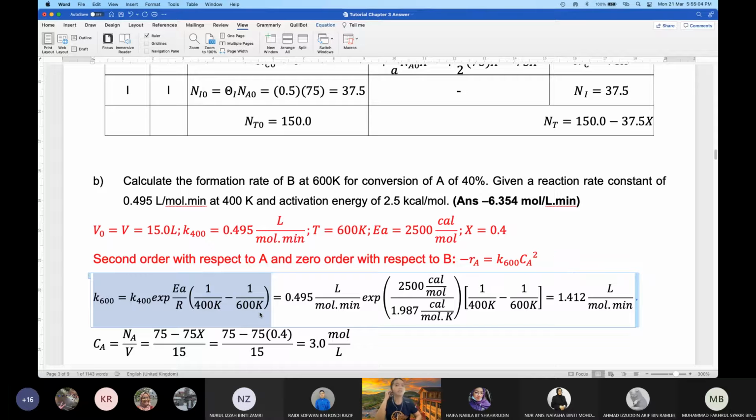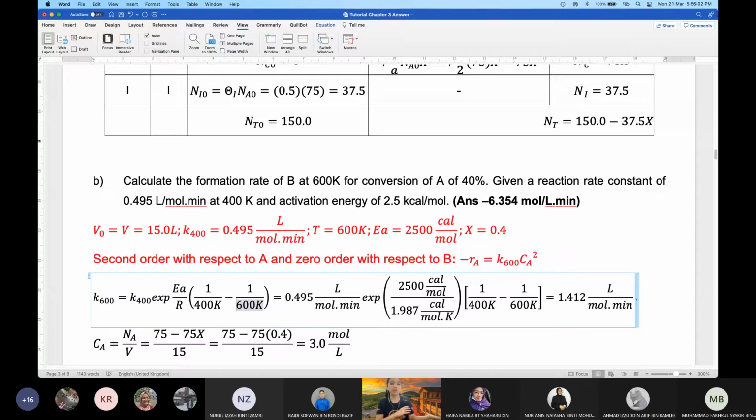The second version, if you remember, I taught you. If I know K1 at T1, I can find my new K at T2. Actually, I know K1, I know T1, I know T2, so I can find K2. The formula is given as K2, the left hand side is K2, the K at 600 Kelvin, the K at my new temperature, equals K at 400 Kelvin, my original temperature, times exponential again, but this exponential, don't forget, no longer has a negative sign. It straight away becomes exponential of Ea per R in bracket 1 per T1 minus 1 per T2. If you are not familiar with this formula, check chapter 3. It says K2 equals K1 exponential Ea per R in bracket 1 per T1 minus 1 per T2.